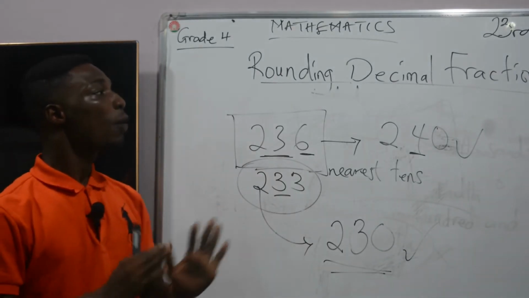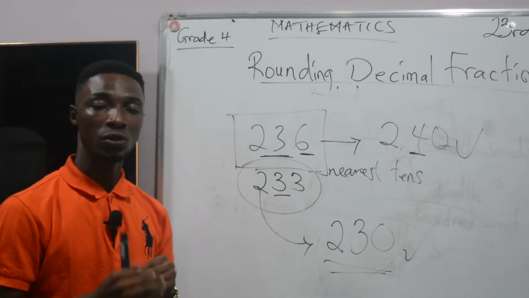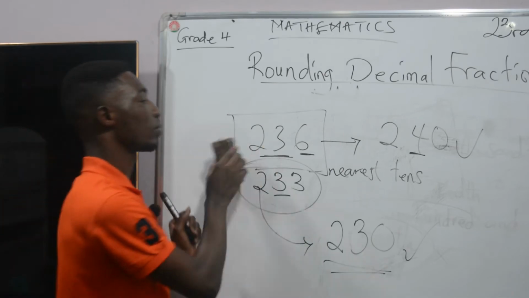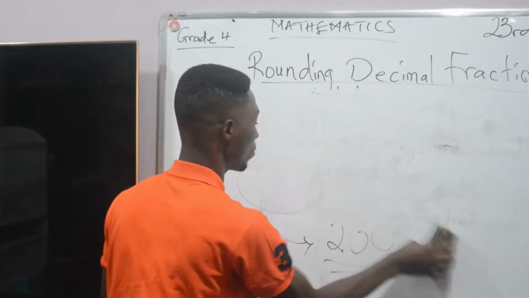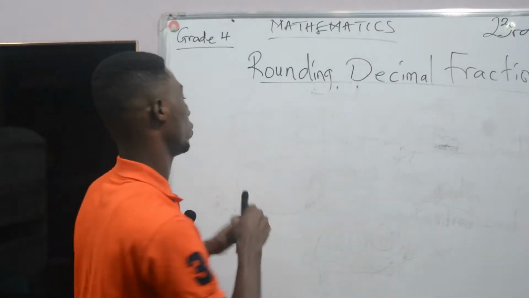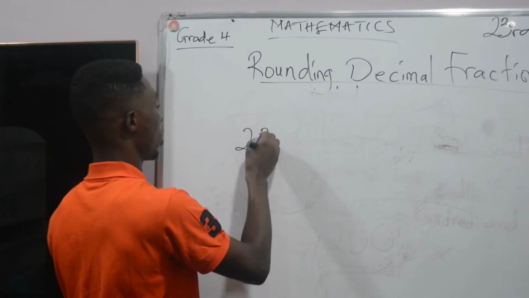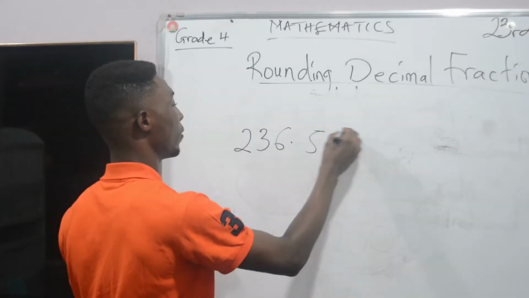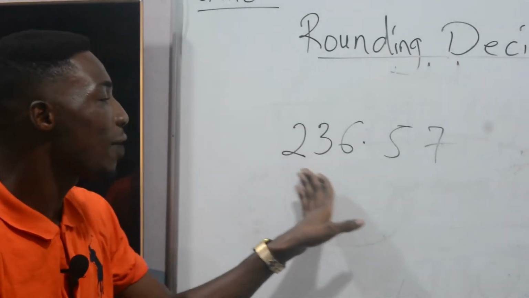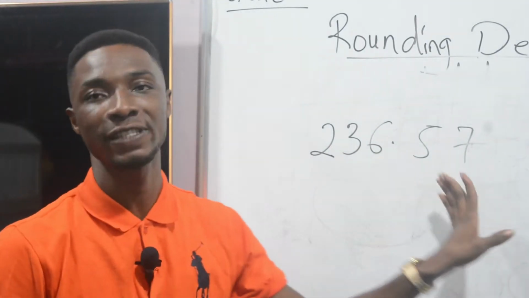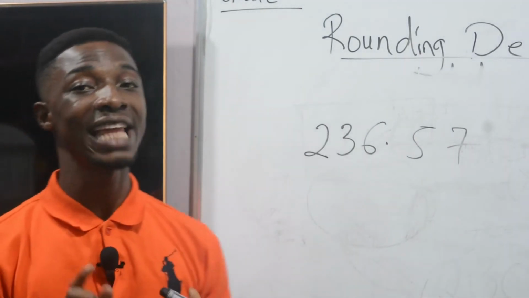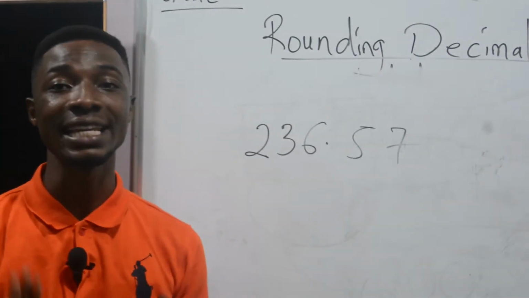Now, we are going to the actual thing to be done today. That is rounding to the nearest tenth. Let's take this example. This number is read 236.57, as we already know. We have to round this number to the nearest tenth. We are rounding to the nearest tenth.